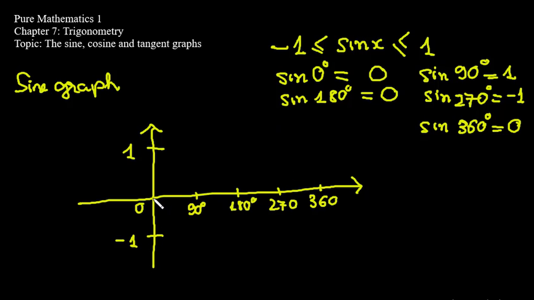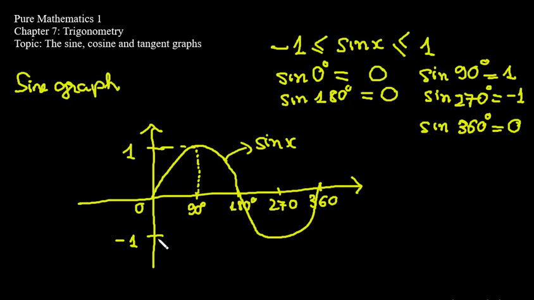So how does it look? It looks something like this. Go from here, cut through this point. Here, the maximum will be 1, which is the sine of 90. Here is sine x, and here the minimum is this one, down at 270 degrees. So we can draw the sine graph of a function depending on the condition.